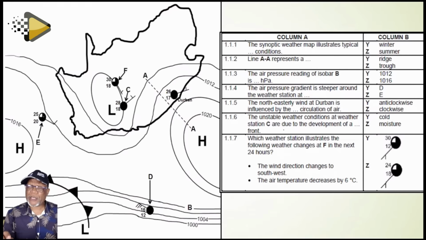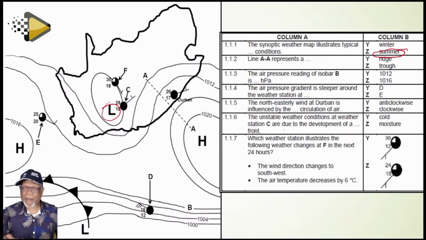The question is, the synoptic weather map illustrates typical conditions. What is it, winter or is it summer? Now you have to interpret this. What do you see here? You see L in the center, which means the temperatures are high. So this will be a typical summer condition.